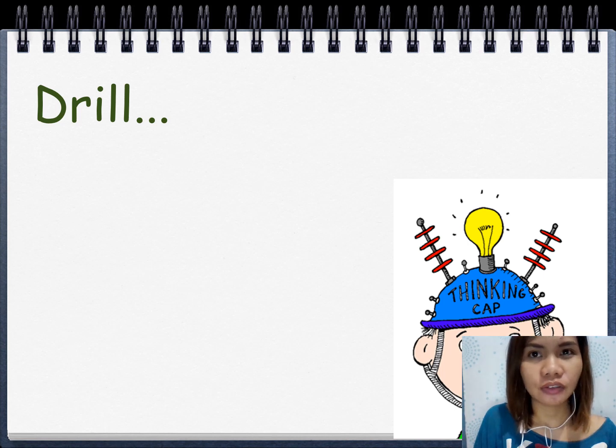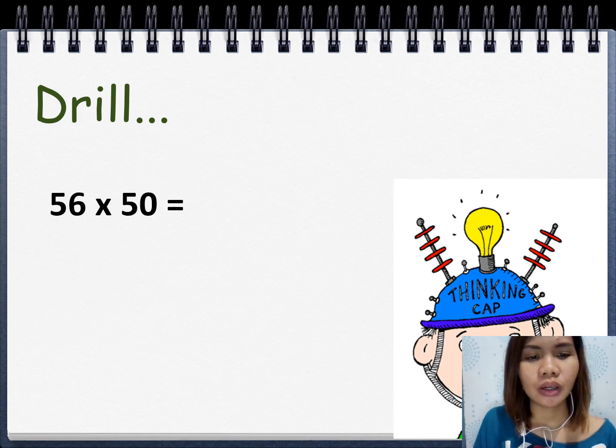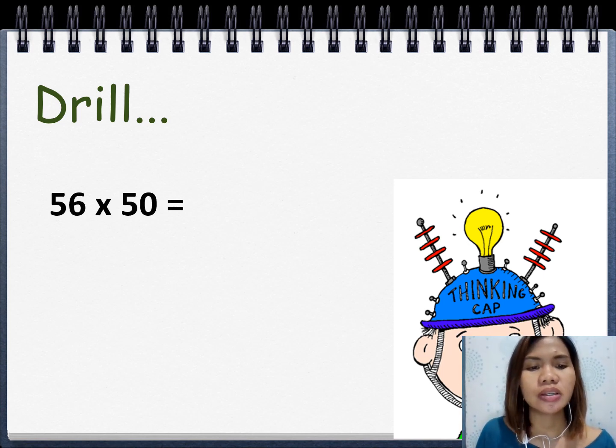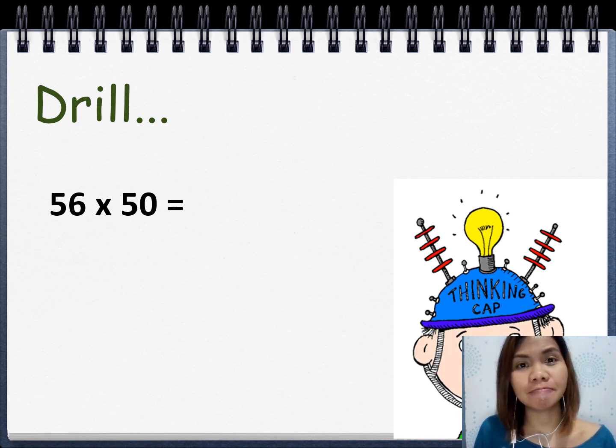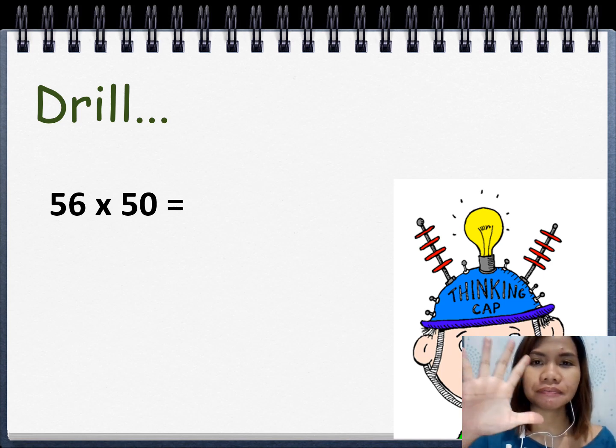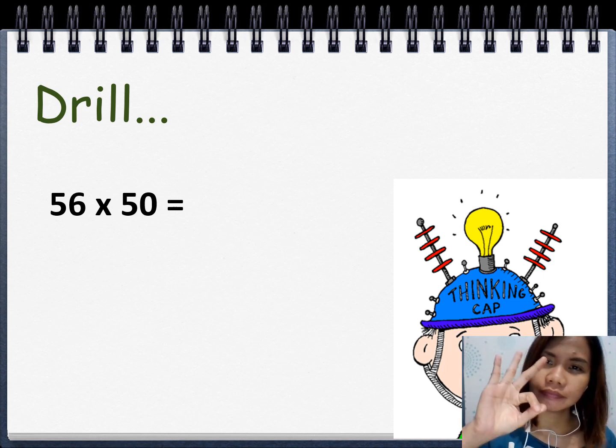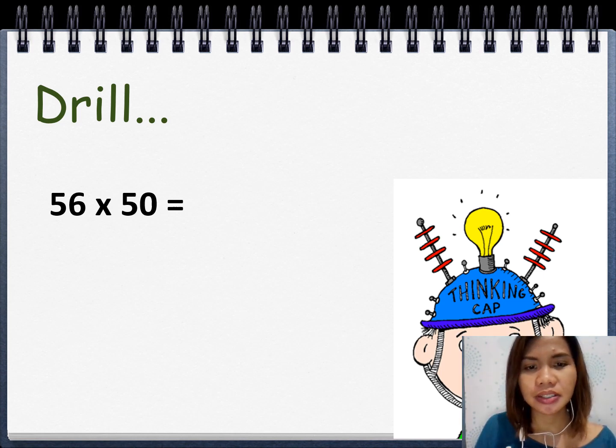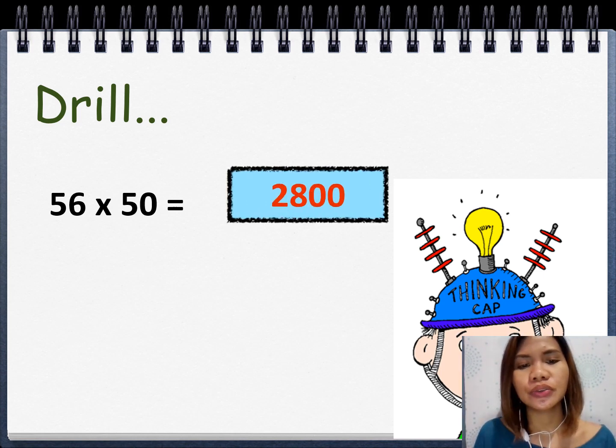Okay, so next, let's have a drill. Let's see if you can solve this one. 56 times 50, you can write 56 times 5 tens. It's a hint. What do you think is the answer? The correct answer is 2,800. Who got the correct answer?